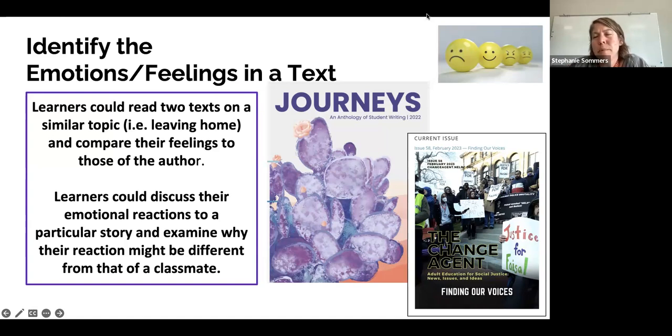What's great about both of these publications is the texts are often grouped by themes. So there's a theme about hopes and dreams. There might be a theme about things I have lost, themes about the immigrant experience, or a theme about sometimes being made to feel like an outsider. And so learners could read two texts on a similar topic, something like leaving home, and compare their feelings to those of the author, possibly write a compare and contrast paragraph talking about the feelings or the experience.